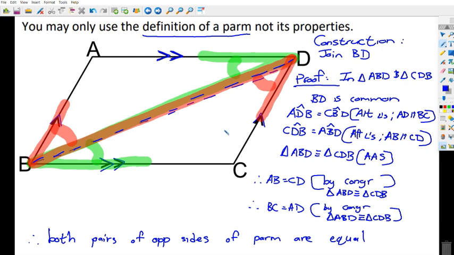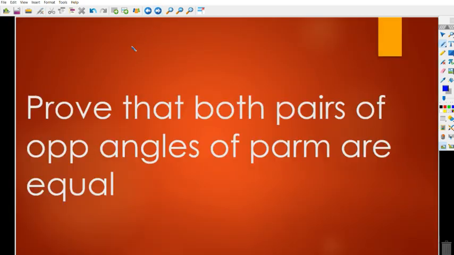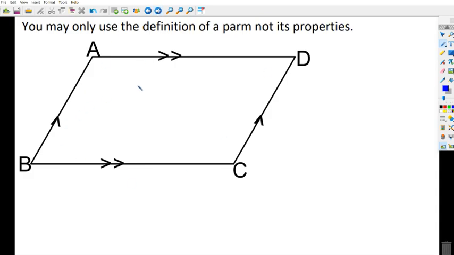Okay, if I look at the next one, here's number 2. Prove that both pairs of opposite angles of a parallelogram are equal. So how are we going to do that? We're given that. Remember, I can only use the definition of a parallelogram. Do I know that this side is equal to this side and that that side is equal to that side? No, I don't know that, because I can't use any of the properties other than the definition of the parallelogram. We may only use the definition, not its properties. Whenever you're doing these proofs, you cannot use the properties, only the definition.